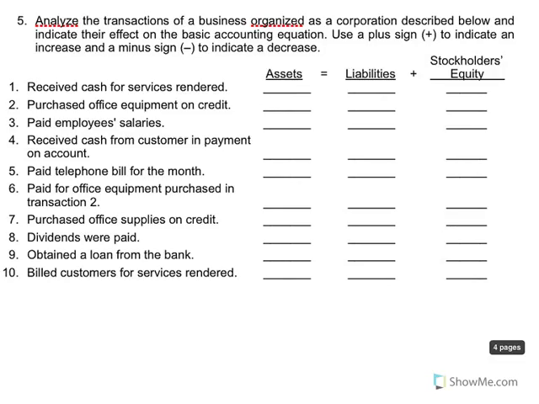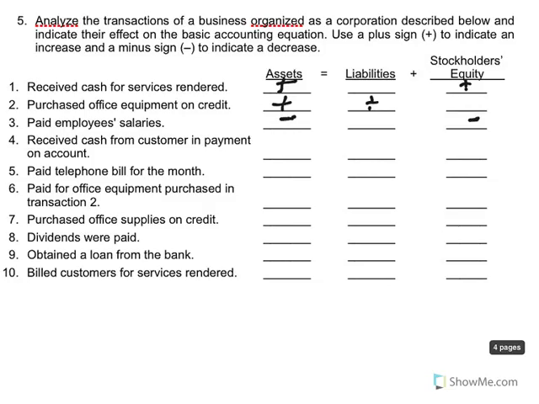Question number 5, analyze the transactions of a business organized as a corporation described below and indicate their effect on the balance sheet or basic accounting equation using a plus sign to indicate an increase and a minus sign to indicate a decrease. So I received cash for services rendered. Okay, remember that. Cash goes up, no effect on liability, equity goes up. Purchased office equipment on credit, assets go up and liability goes up. Paid employees' salary. Well, I paid with cash, so cash went down, and an expense reduces shareholders' equity.